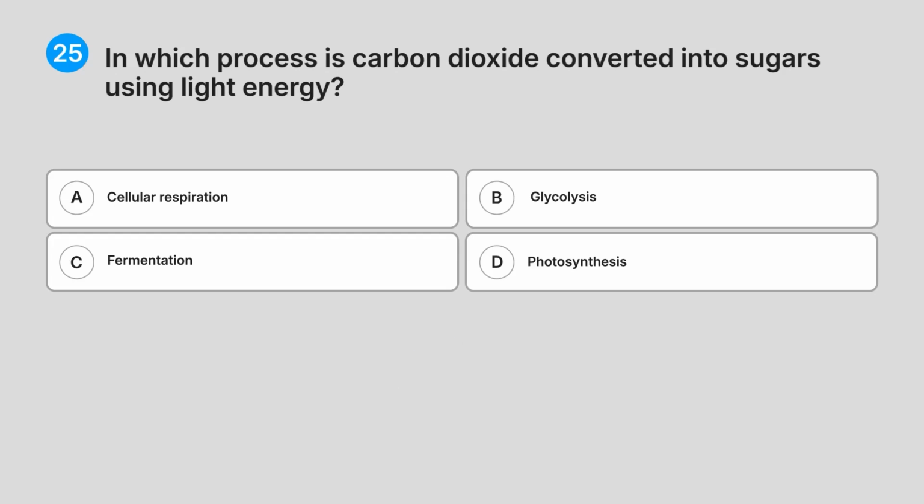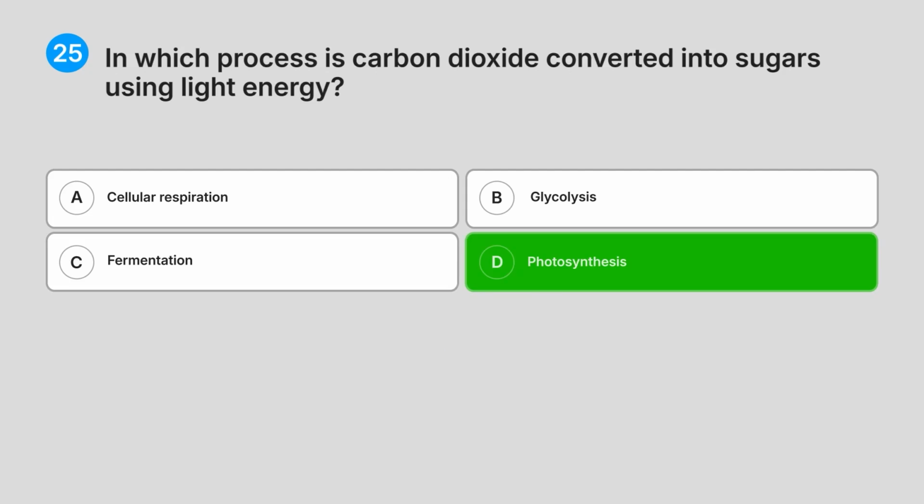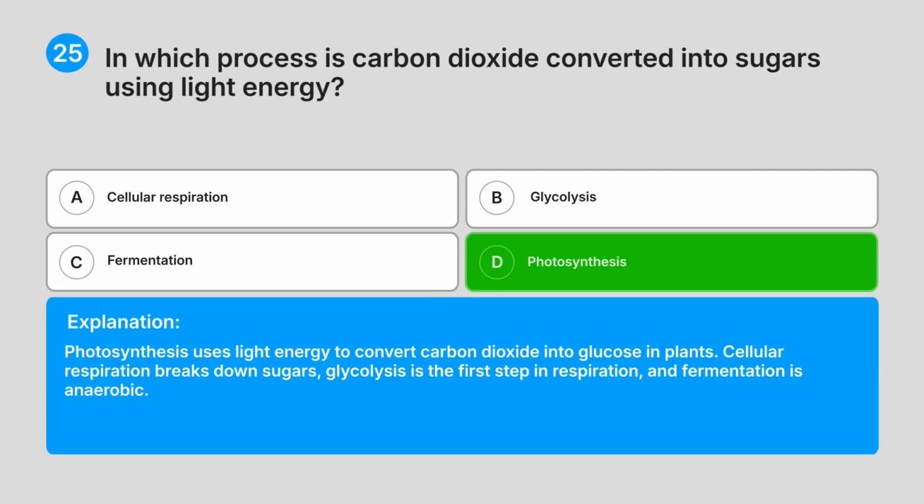Correct answer: D. Photosynthesis. Explanation: photosynthesis uses light energy to convert carbon dioxide into glucose in plants. Cellular respiration breaks down sugars, glycolysis is the first step in respiration, and fermentation is anaerobic.